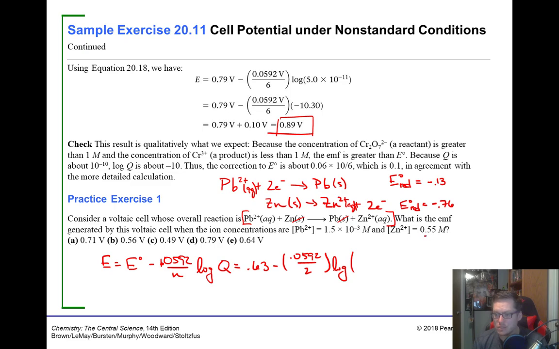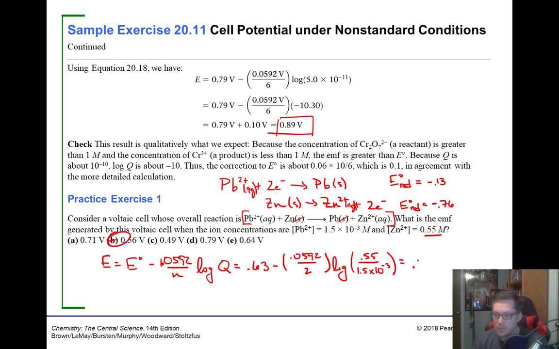The concentration of zinc was 0.55. The concentration of lead is 1.5 times 10 to the minus third. We should be able to just plug all that in and see what we get: 0.0592 divided by 2 times the log of 0.55 divided by 1.5 e to the minus third. Got to actually press the button. And I got 0.56 volts. There you go, 0.56 volts.